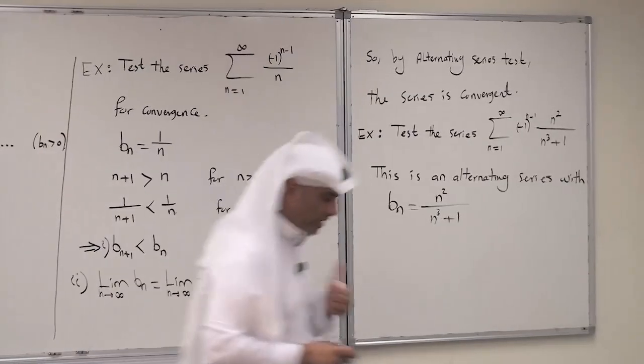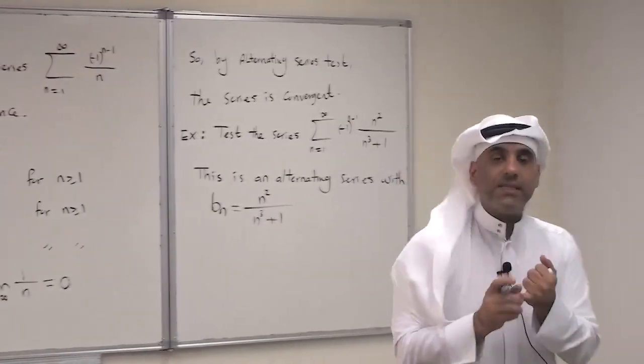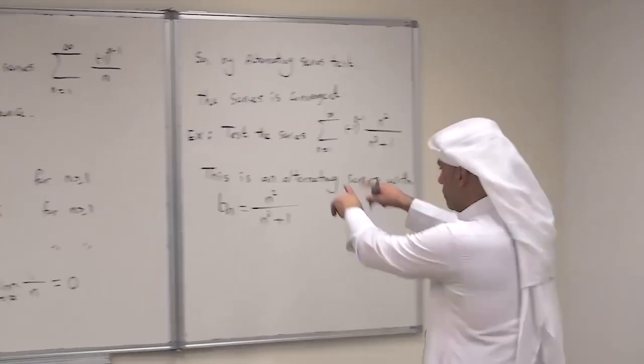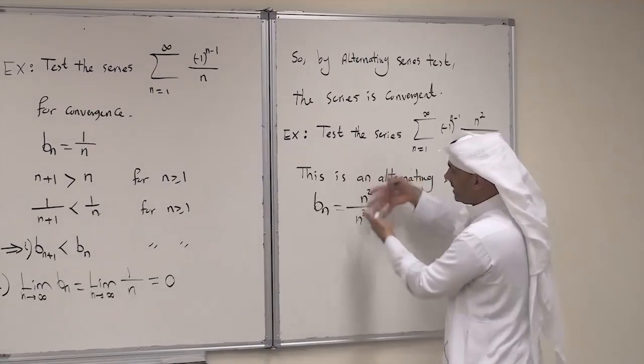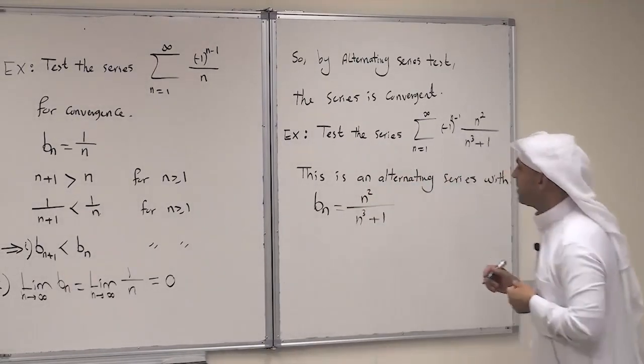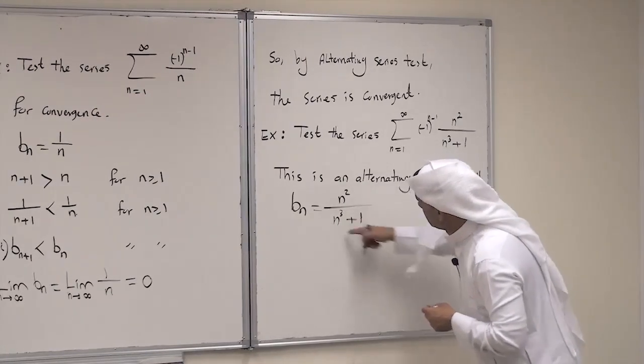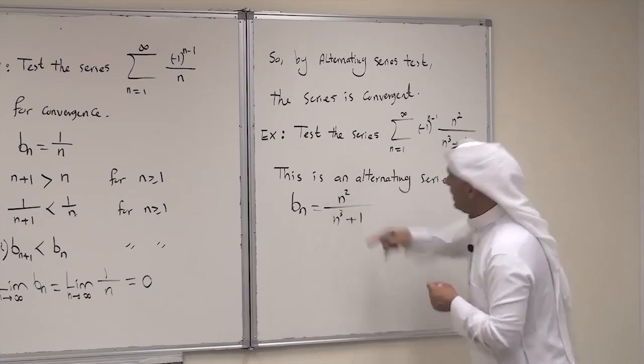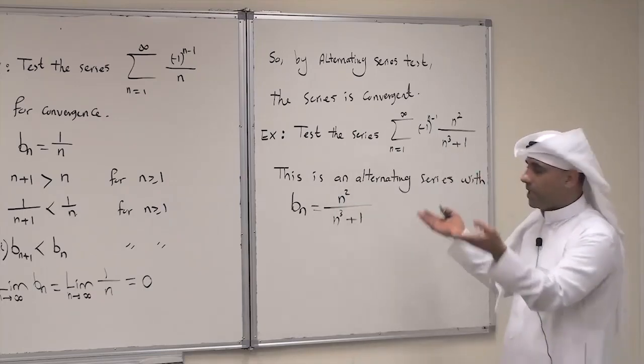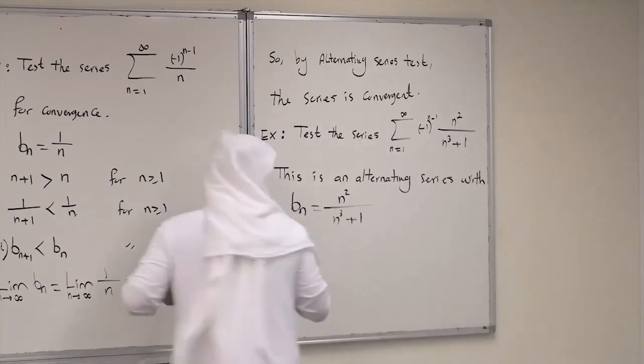We need to check two things. First, is this sequence decreasing? The sequence of Bn, is Bn plus 1 less than or equal to Bn for all n? That's one thing. And the second one, is the limit of Bn as n goes to infinity equal to 0? Okay, we need to check these two conditions. I will start with the second one.